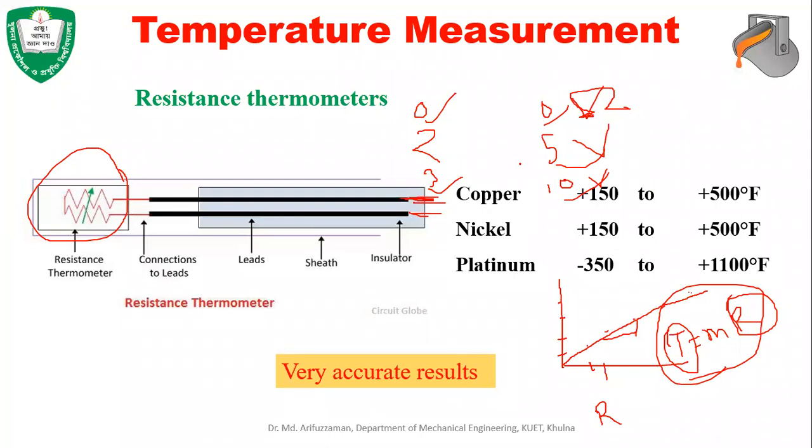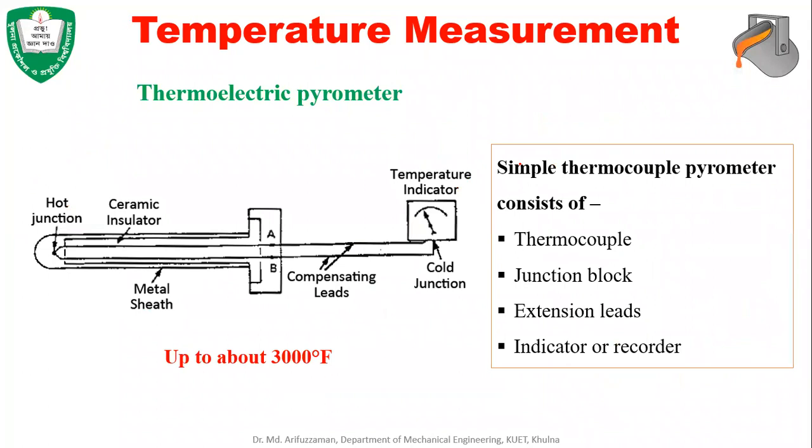All right. So the next one is the thermoelectric pyrometer. The construction of the thermoelectric pyrometer: this one is also for measuring temperature, and it gives more accurate results. In this case, we need a device that has two different materials, two different wires. This one is a kind of wire, and this one is another kind of wire.